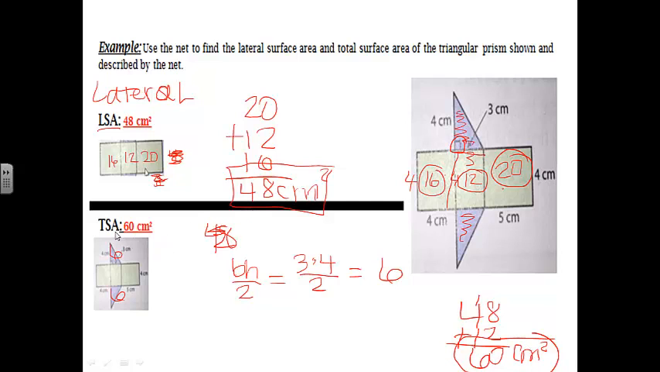That's about it, guys. You just got to know what total surface area is and what lateral surface area is. And we've already done this part because we did all this adding areas up in composite figures. So should be pretty easy.